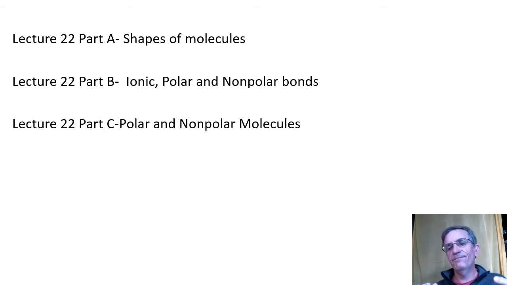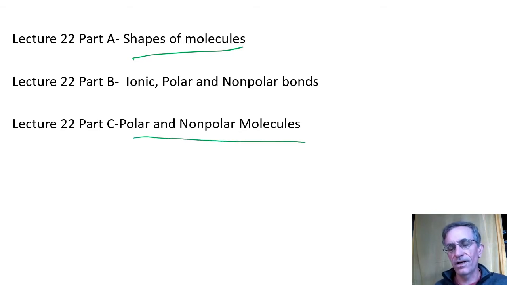Now, beyond Lewis structures, we're going to look at two more ideas. Well, if we could see molecules, what would they look like? What are their shapes? And then there's one important property that we haven't gotten to yet that has a lot to do with the way molecules behave, and that is polar and non-polar molecules. What's the difference? All right, so those will be the goals for this lecture. And with that, let's get started looking at shapes of molecules.